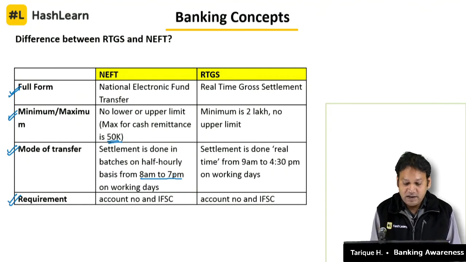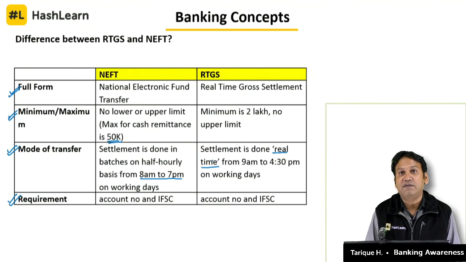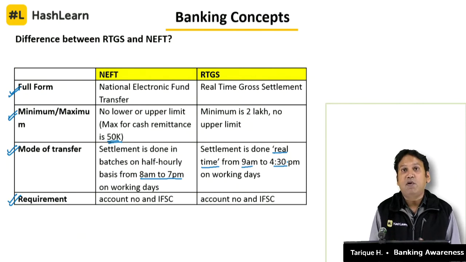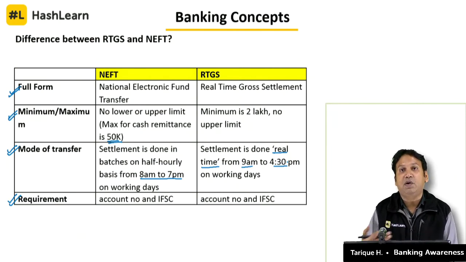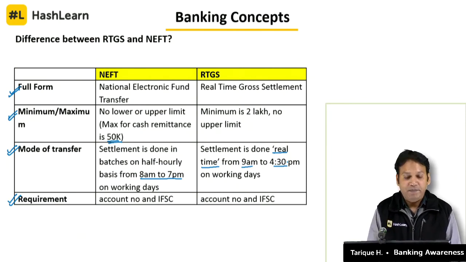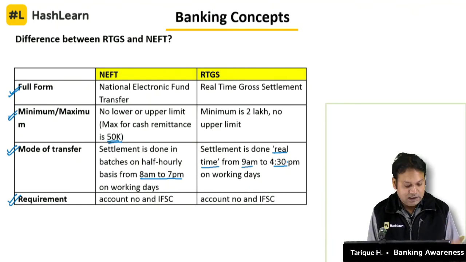Whereas in RTGS, settlement is done real time. As we transfer, the bank has the funds, immediately the funds are transferred to the other account, and the timing is 9 a.m. to 4:30 p.m. on working days. So that's about the mode of transfer. That's why we say real time gross settlement, right? And here in NEFT, in batches we are transferring.